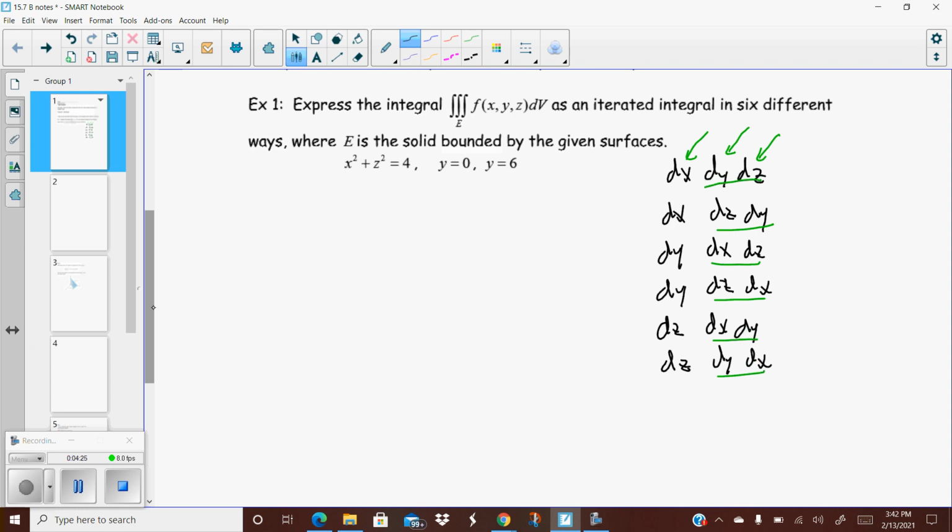All right, so let's start off with the first one. E is going to be the solid bounded by the given surfaces: x squared plus z squared equals 4, y equals 0, and y equals 6. So hopefully you recognize x squared plus z squared equals 4 as being a circular cylinder. Because there is no y, we know that this thing is going to vary around the y-axis.